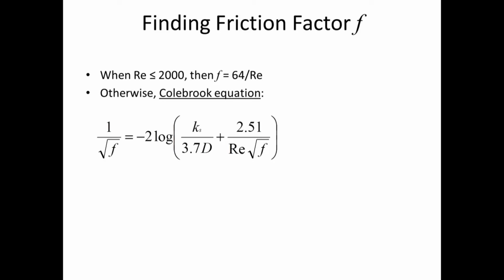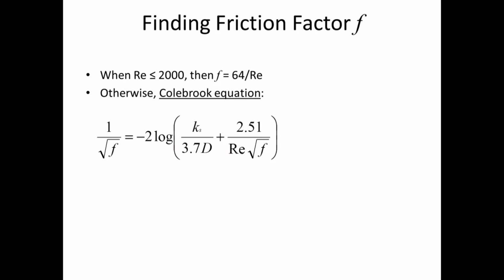This Colebrook equation, as it's known, is valid anytime the flow conditions aren't in the laminar range. When the Reynolds number is below 2,000, then it's easy for us to find the F value because the F is just 64 divided by the Reynolds number. Otherwise, the Colebrook equation is valid.